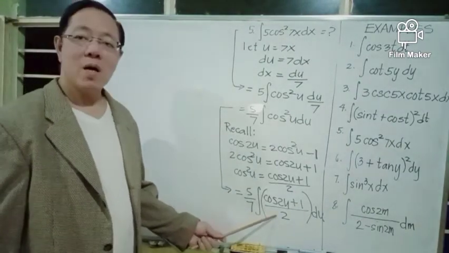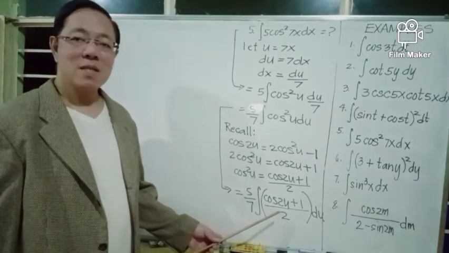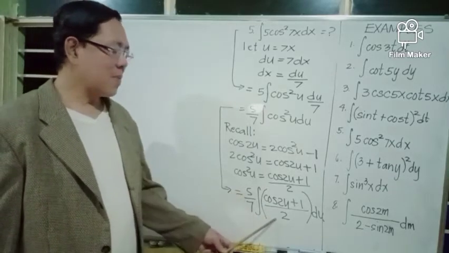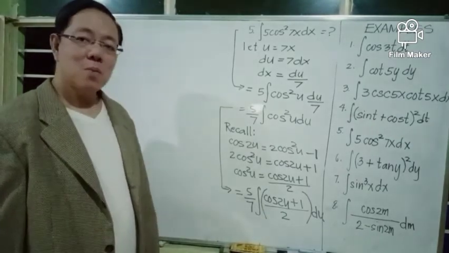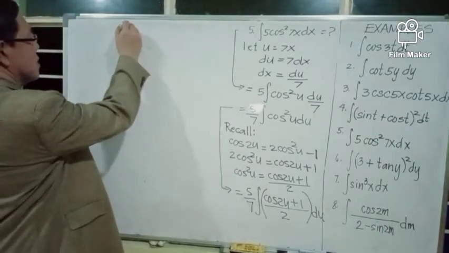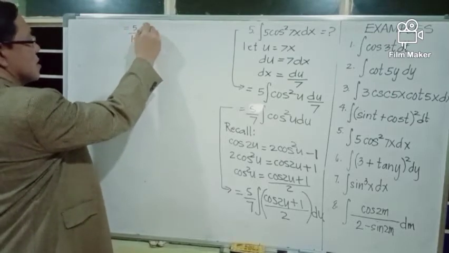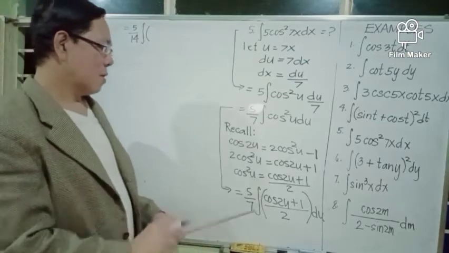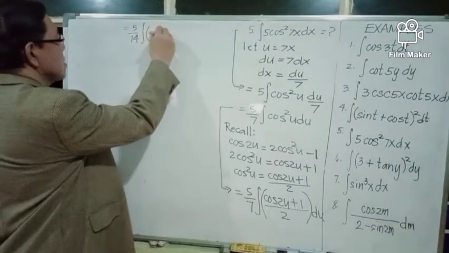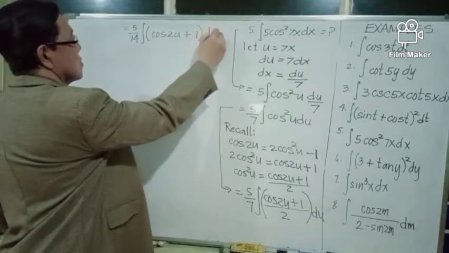Again, we have 1/2. 1/2 is a constant, and we can take that out of the integrand and multiply it by 5 over 7. 5 over 7 multiplied by 1/2 is 5 over 14. So that integral is now equal to 5 over 14 times the integral of cosine 2u plus 1 with respect to u.